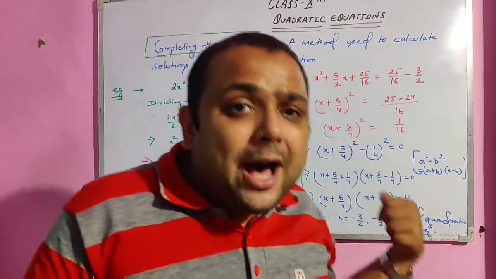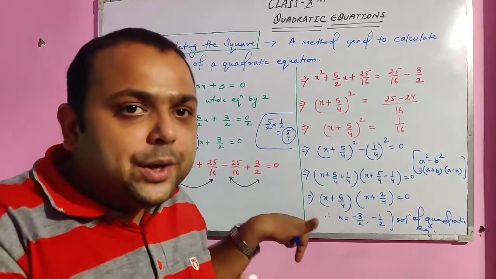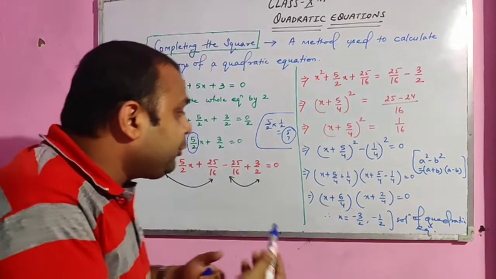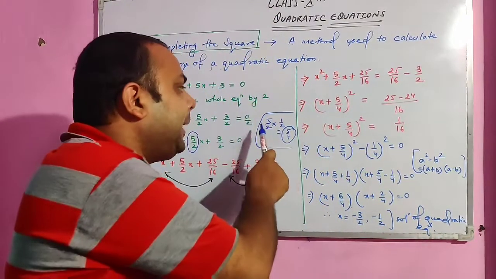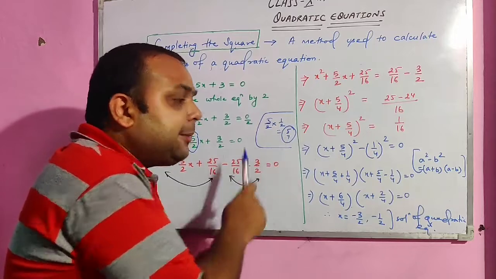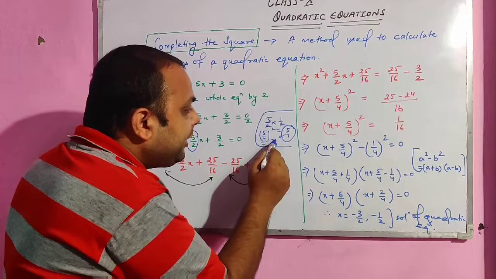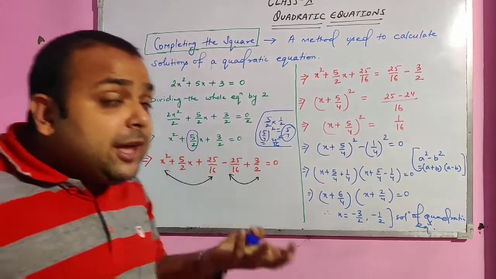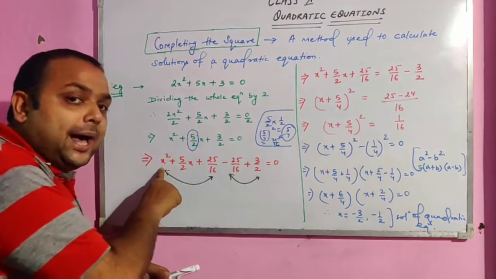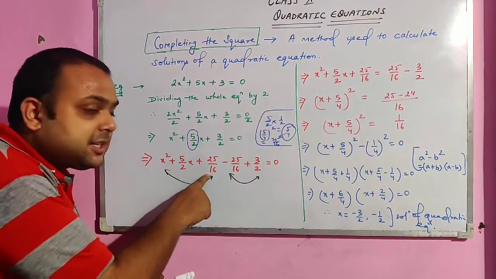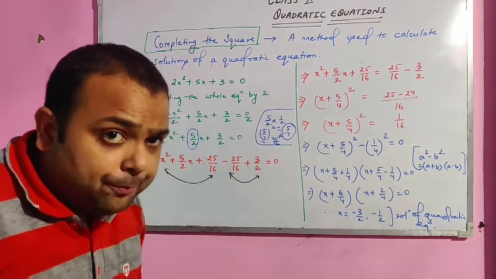Now we are going to do the square of this number and add and subtract that particular number in the equation. So I am again telling you, we have to see the coefficient of x. We have to multiply by half, that is 5 by 2 multiplied by 1 by 2. So we get 5 by 4. After doing the square of this, 5 by 4 square, we get 25 by 16. So what we have done, adding and subtracting 25 by 16 in the equation, that is x square plus 5 by 2 x plus 25 by 16 minus 25 by 16 plus 3 by 2 equal to 0.